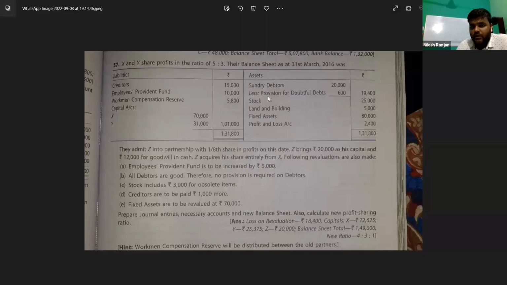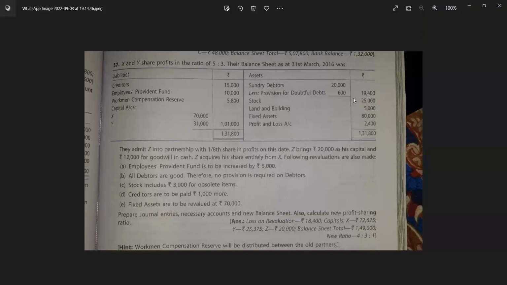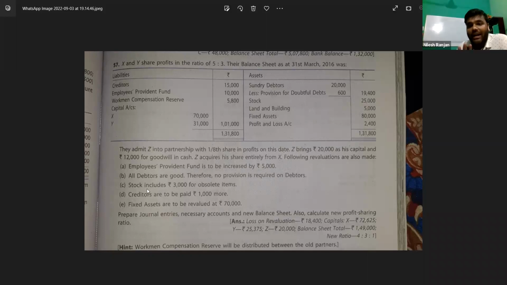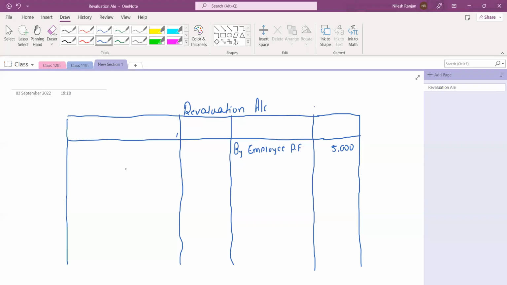Here, provision for doubtful debts 600. Yes, sir. The question is saying that we don't require that provision. All debtors are good. So it is good news for us. It is a benefit for us. 600.